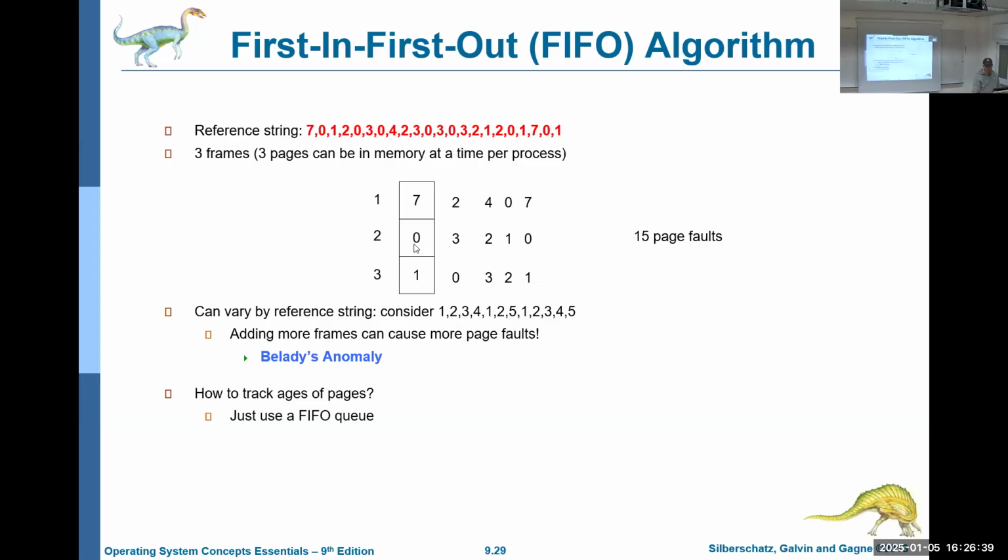And gosh darn it, we took out 0, but the next one we need is 0 again. It would have been nice if we knew the future, but we don't know the future. In our algorithm, we don't know the future. So we took out 0 because it was the first one in, and now we put in 3. And now 0 comes, we put out 1. And we keep going, following this order. Sometimes we find that we don't have a page fault.